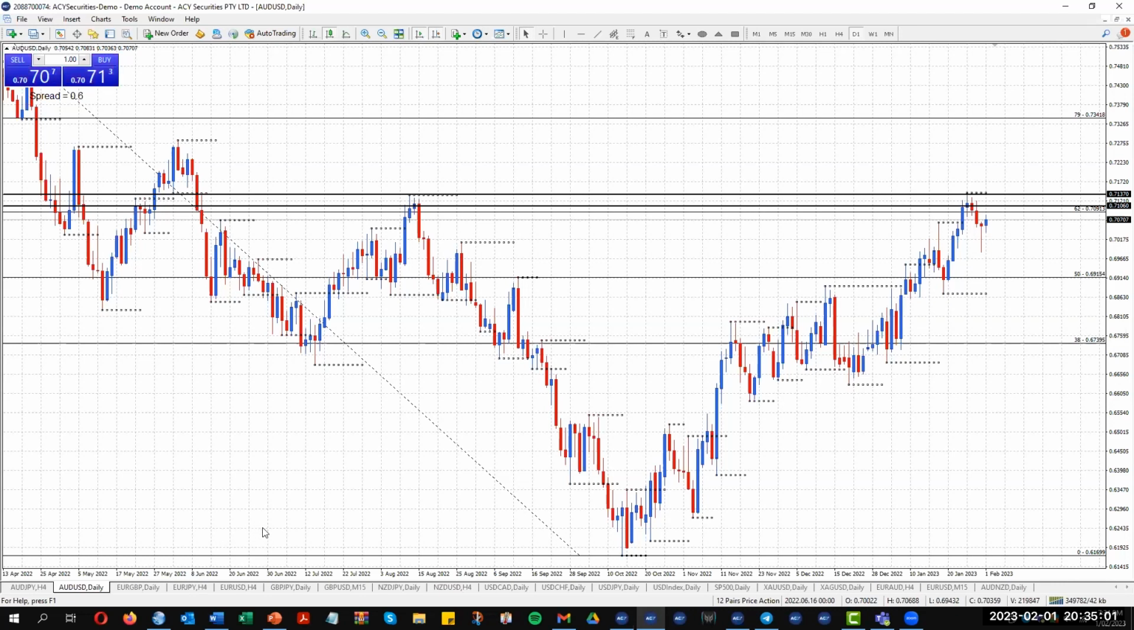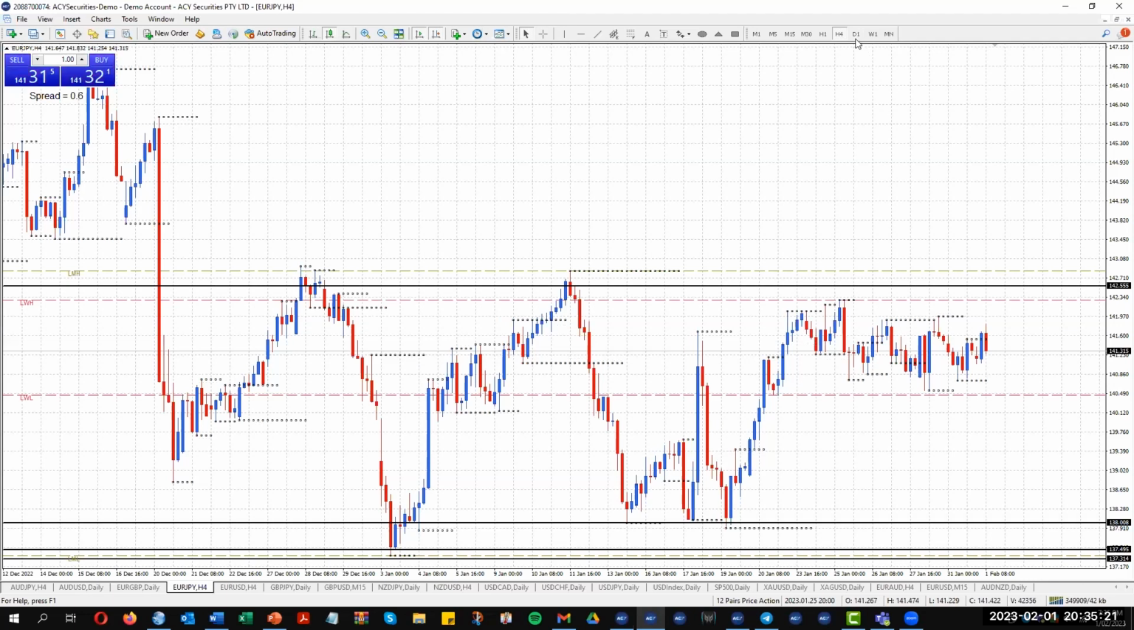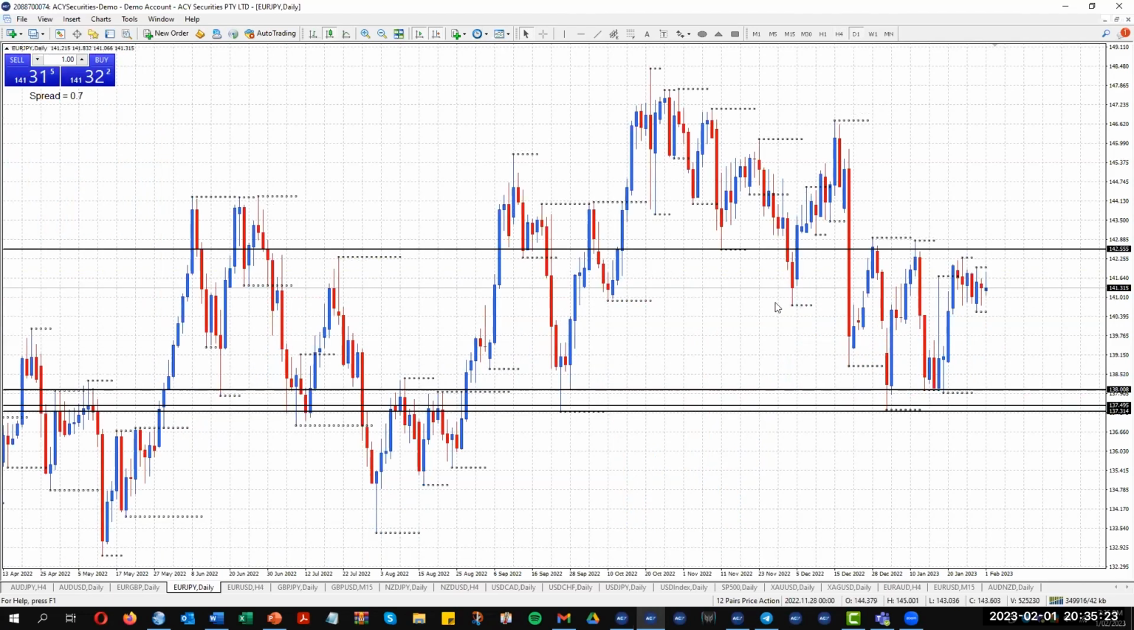Let's now have a look at the euro yen, which in the most recent price action here isn't that friendly. All right, but it has been friendly at the earlier part of the month. So let's go to the day chart, and it is a bit range bound.